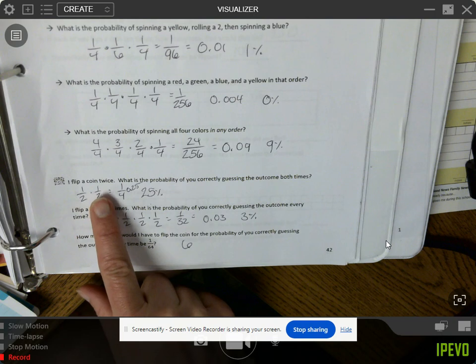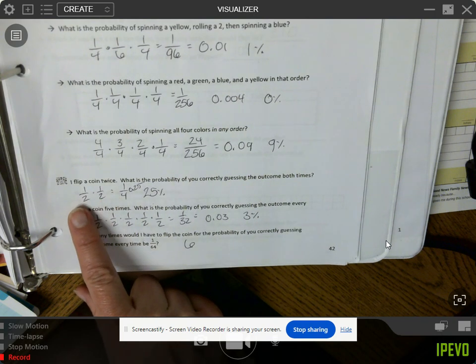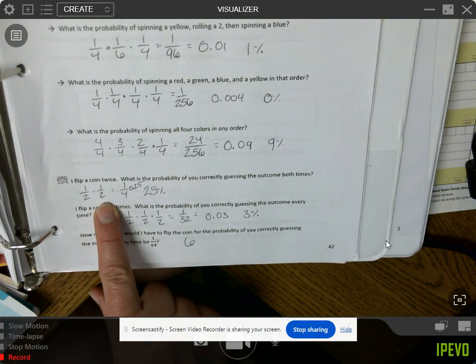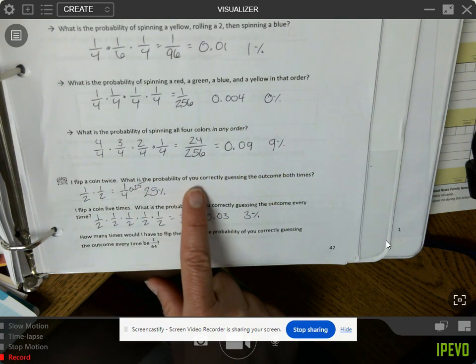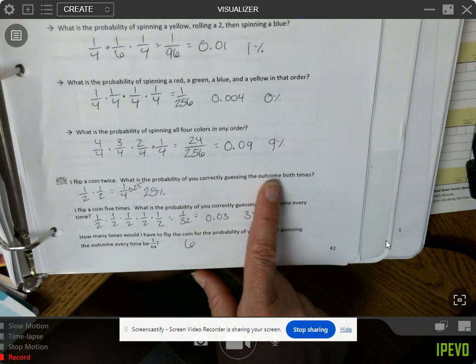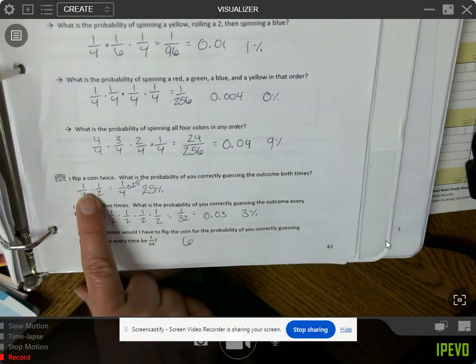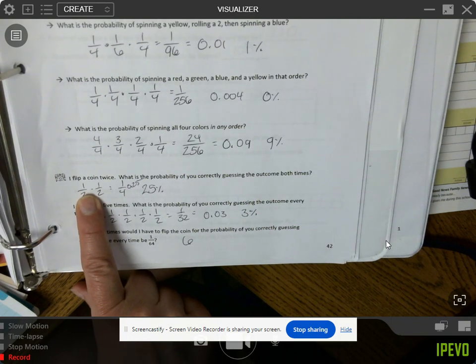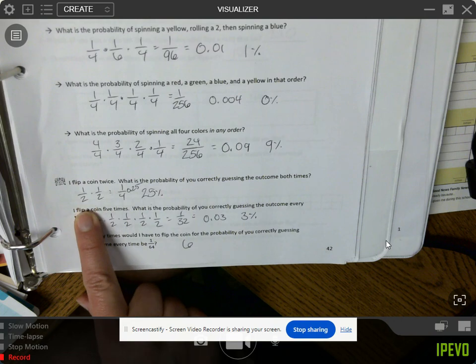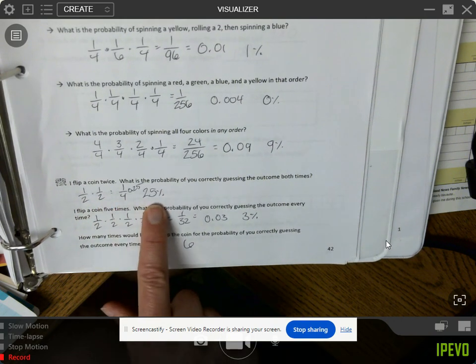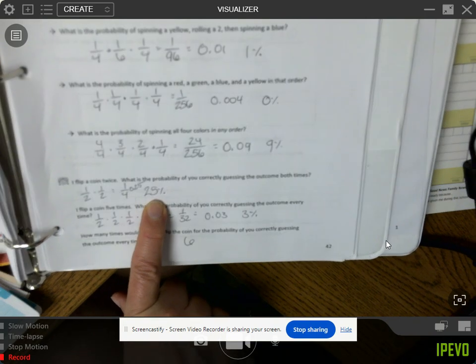All right, now I flip a coin twice. So I have 2 events of my coin flips. What is the probability of you correctly guessing the outcome both times? Well, if I'm going to correctly guess, that's only 1 opportunity, right? 1 outcome. So 1 out of 2, and then 1 out of 2, which gives me 25%.